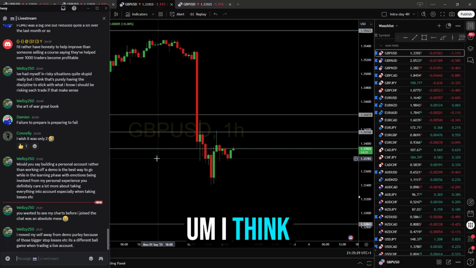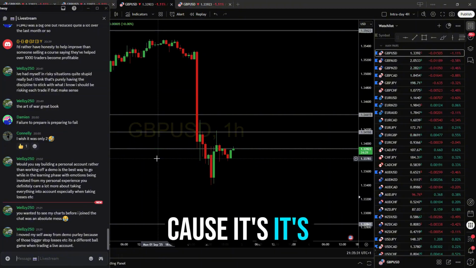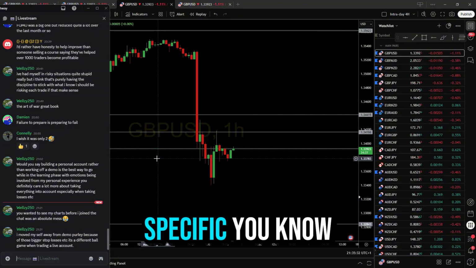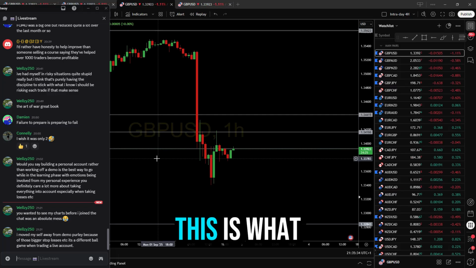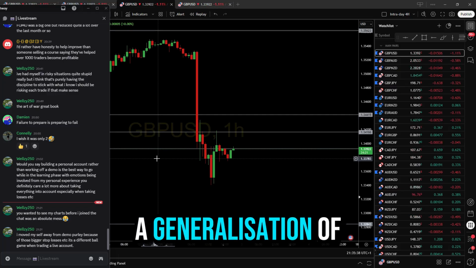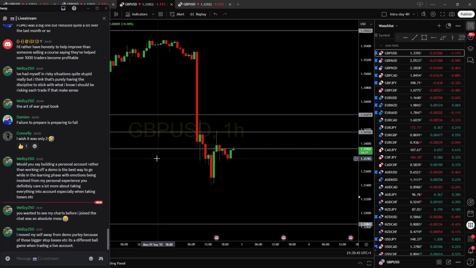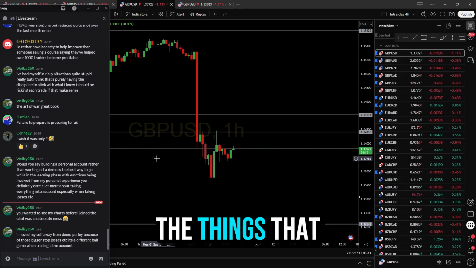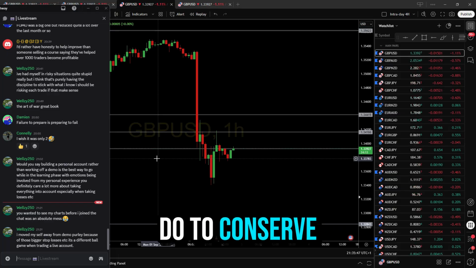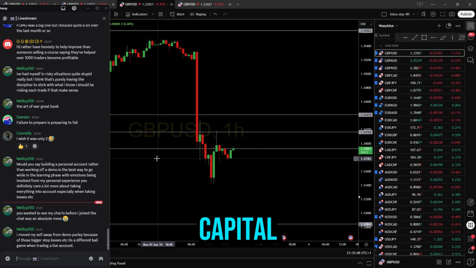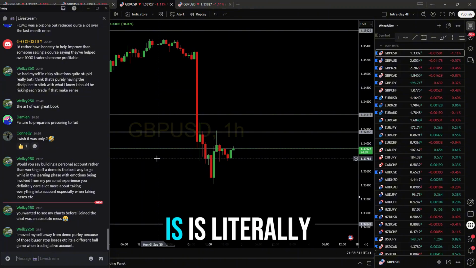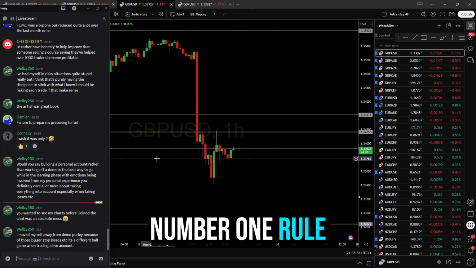I don't think there's anything else really, because it's not like a specific, this is your risk management, this is what you need to do to improve as a trader. I just wanted a generalization of risk management and the things that you need to do to conserve capital, because capital preservation is literally the number one rule.